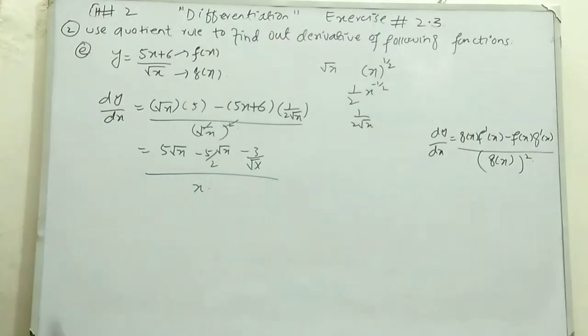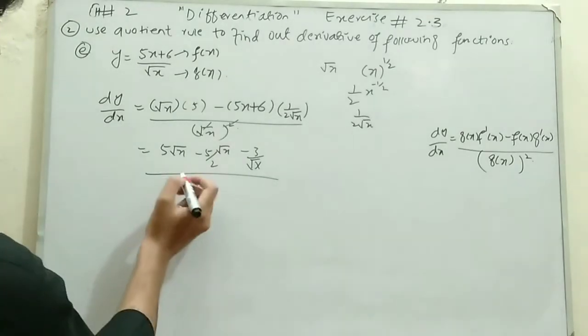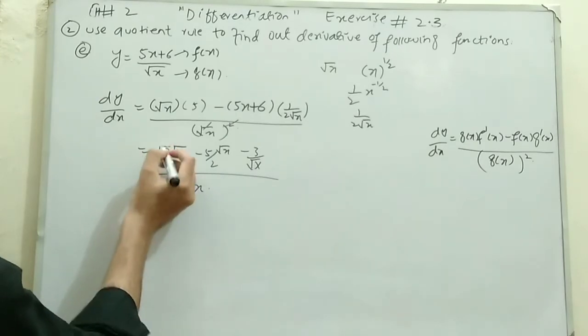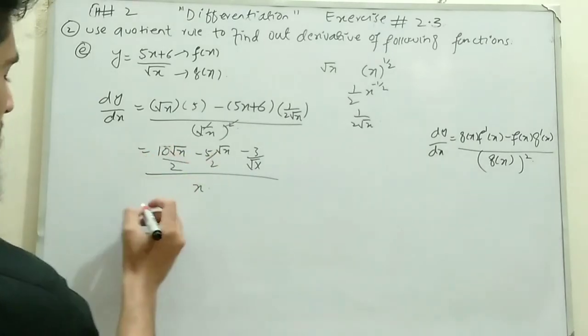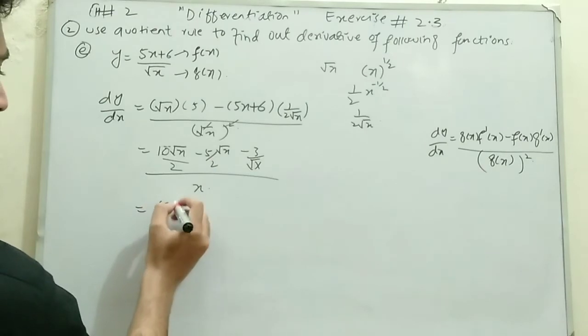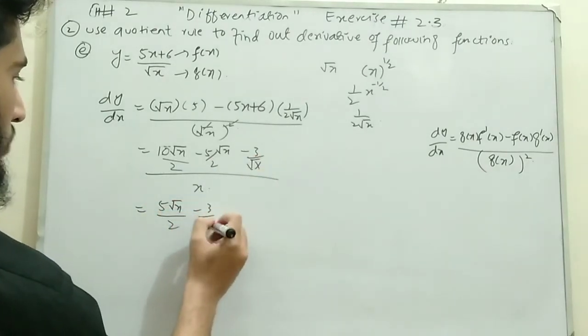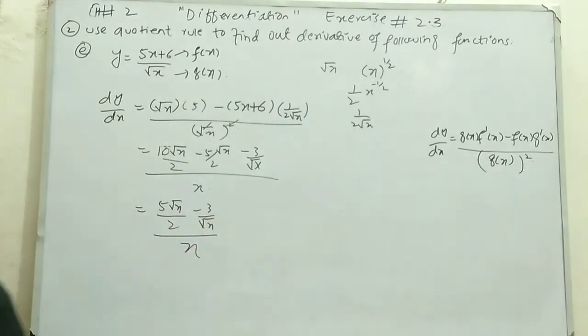Now after this, you can simplify it. Multiply and divide by 2 over here, so 2, and here it becomes just 10. So 10 minus 5 root x, it will give us a value 5 root x divided by 2, and here we have a minus 3 root x divided by x.